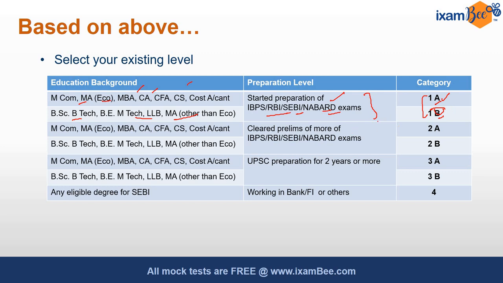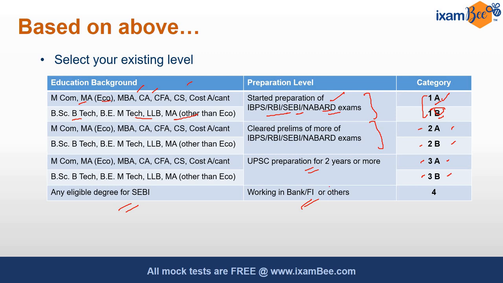If you have cleared any of these exams, your QRE and general awareness is strong. So then I am placing you in category 2, level 2. Again, you can be A and B depending on your educational qualification. And if you have been preparing for UPSC for 2 years or more, because here I realize you have stronger writing skills and a deeper understanding of general awareness, I am giving you level 3, again A and B depending on your educational qualification and any eligible degree. But you may also have work experience of working in banks and FIs.